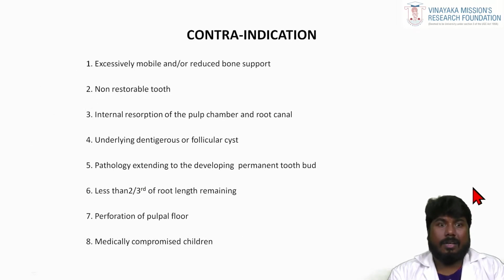Contraindications, in which teeth do we need to avoid pulpectomy? An extensively mobile tooth with reduced bone support, non-restorable tooth, internal resorption of the pulp chamber and root canal, underlying dentigerous or follicular cyst, pathology extending to the developing permanent tooth bud, less than 2/3 of the root length remaining, perforation of the pulpal floor, medically compromised children.